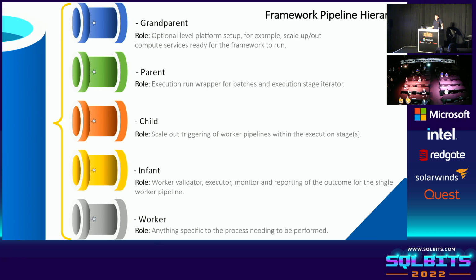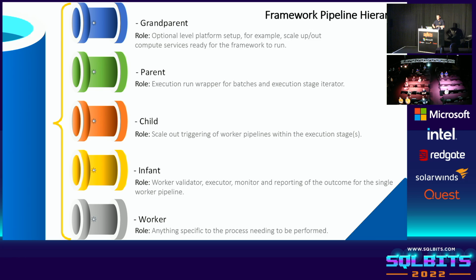The parent, though, is where the framework really starts, where we start figuring out what metadata we've got, what we actually need to go and run, and we then start iterating over those execution stages from that parent. The child is there to scale out. So within that execution stage, we can then scale out everything that's in there. We know there's no dependencies within that stage, so we can run all of those workers in parallel. So the child is there to use the default behavior of the Data Factory for each activity to create those 50 parallel threads, if that's what we need.